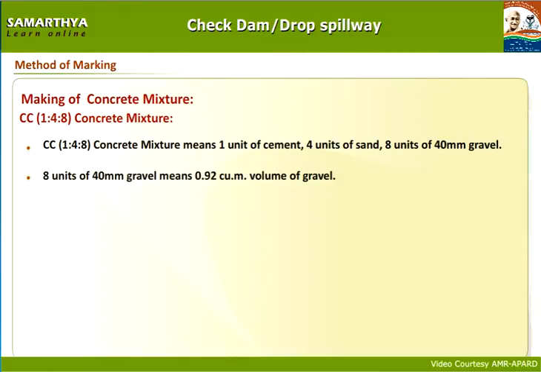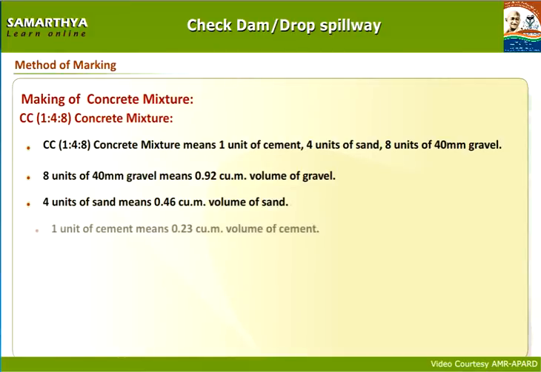8 units of 40 mm gravel means 0.92 cubic meter volume of gravel. 4 units of sand means 0.46 cubic meters volume of sand. 1 unit of cement means 0.23 cubic meters volume of cement.